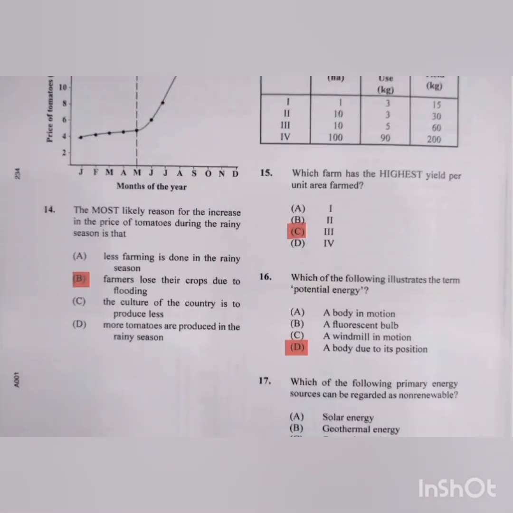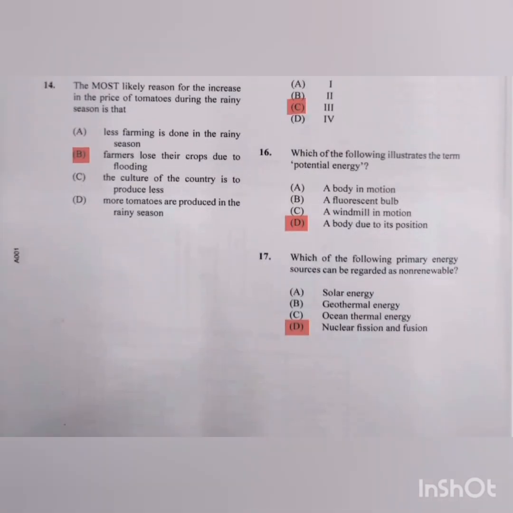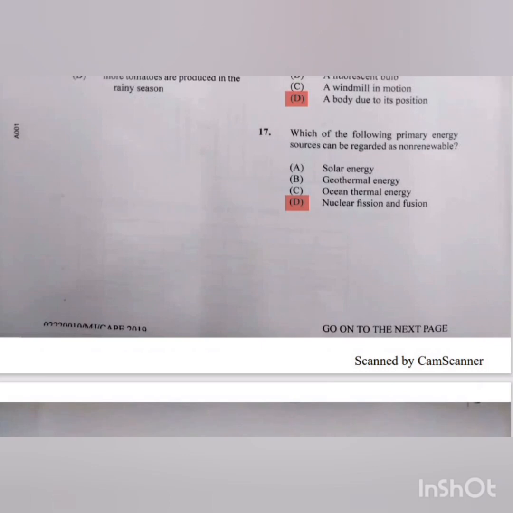15. Which farm has the highest yield per unit area farmed? The answer is C. Which of the following illustrates the term potential energy? Question 16. D. A body due to its position. 17. Which of the following primary energy sources can be regarded as non-renewable? D. Nuclear fission and fusion.